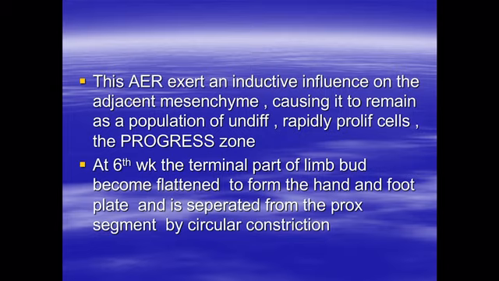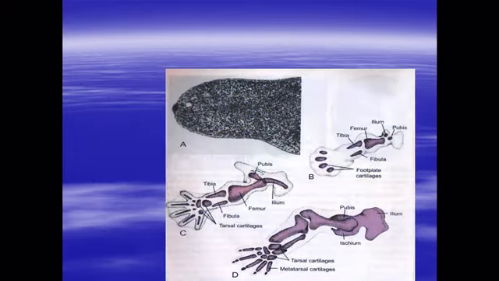At 6 weeks, the terminal part of the limb bud becomes flattened to form the hand and foot plate, and it is separated from the proximal segment by a circular constriction, which forms the wrist joint. This is the limb bud. This is the apical ectodermal ridge, and this is the hand and foot plate, and this is the constriction that will form the wrist joint.